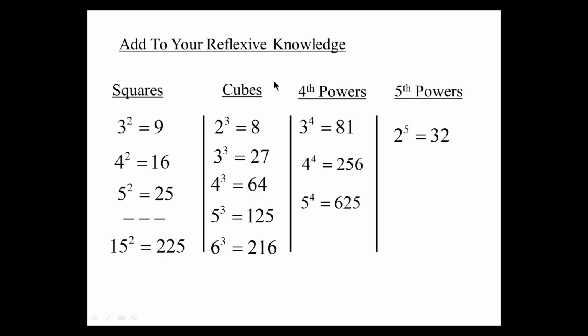Fifth powers, this is good to know. This comes up a lot. 2 to the fifth is 32. You just have to learn that like you did your times tables. Somehow you just have to get 2 to the fifth is 32 and remember it reflexively, the way you learned your times tables. It would help a lot.